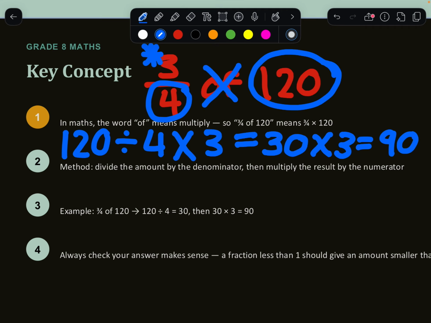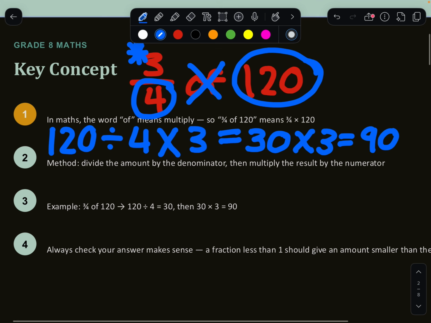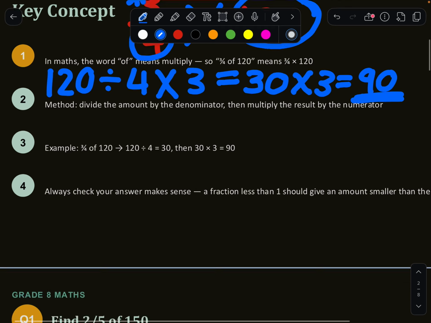You always check your answer makes sense. Because it is a fraction of that 120, your answer should always be less than that 120. So it should be less than the big number, which in this case it is. We're going to go through a few examples here so you can get a feel for it, get the hang of it. As always, please feel free to let me know in the comments if you have any questions.